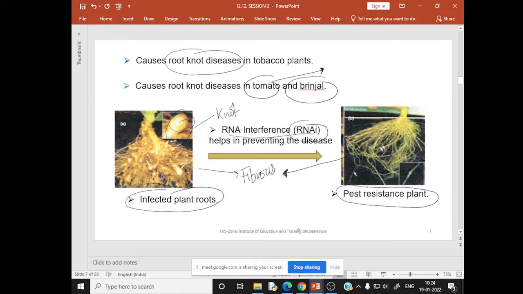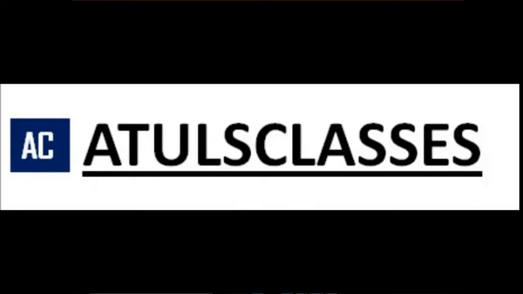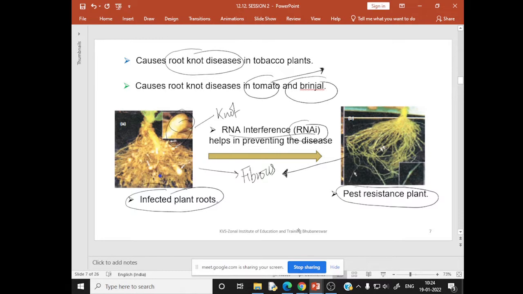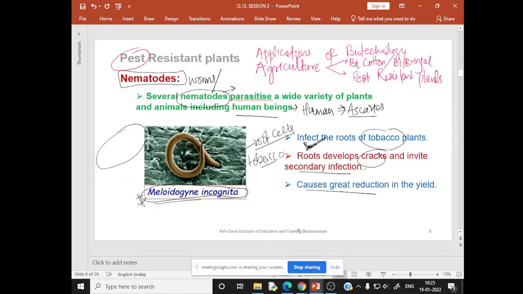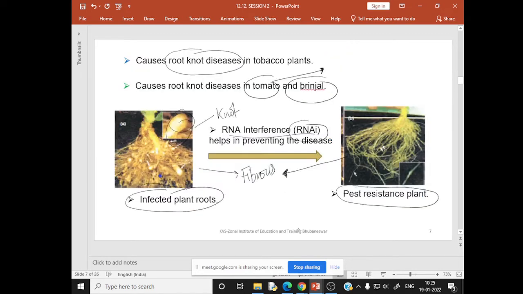This is the infested plant and this is the pest resistant plant. The nematode, what nematode did I name? Meloidogyne incognita. It infests the roots of the tobacco plant and is also seen infesting tomato and brinjal plants. A new technology has been developed called RNAi. The full form is RNA interference, and it helps in preventing the disease.